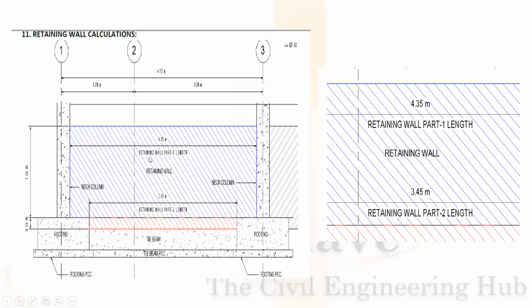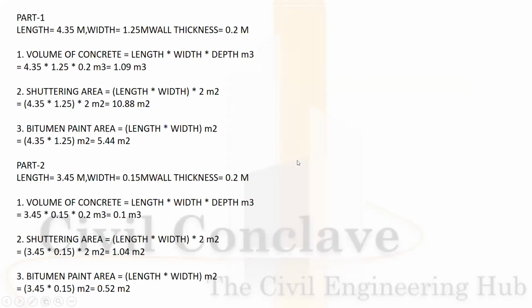Retaining wall calculation, because the retaining wall comes around in all the directions of the sump. Okay. Part 1. Length will be 4.35 meter, width will be 1.25 meter, wall thickness is 0.2 meter. So volume of concreting will be 1.09 cubic meter. Shuttering area will be 10.88 square meter. Bitumen paint area will be 5.44 square meter.